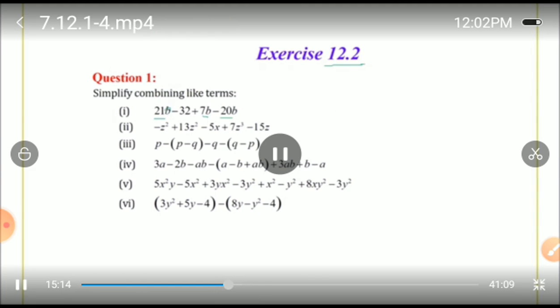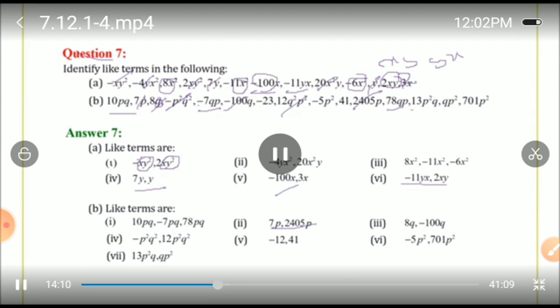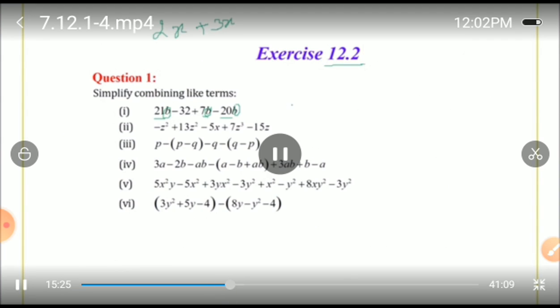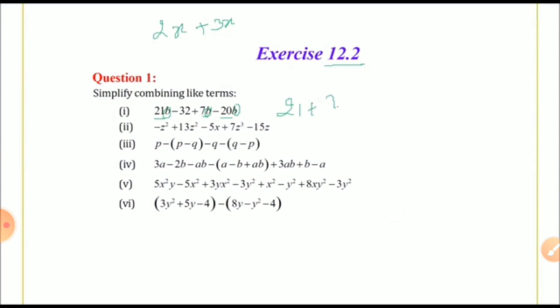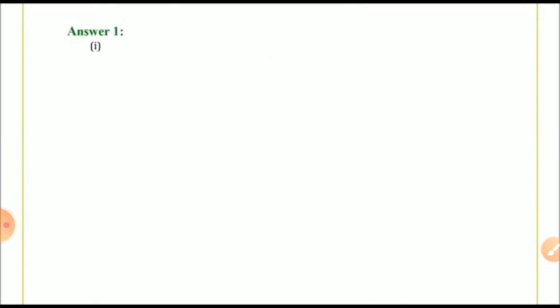Here we end up our first exercise 12.1. 7 questions already over. Look at the 12.2. My dear student, 12.2 is also so simple one. Simplify the combining like terms. Like term के साथ like term को प्लस करना है और माइनस करना है.